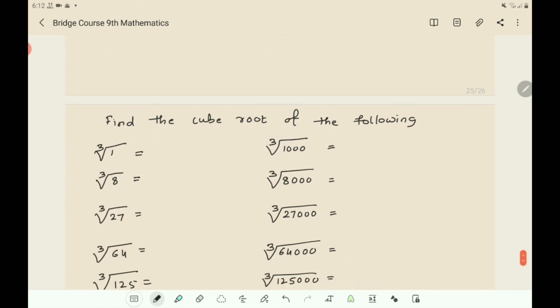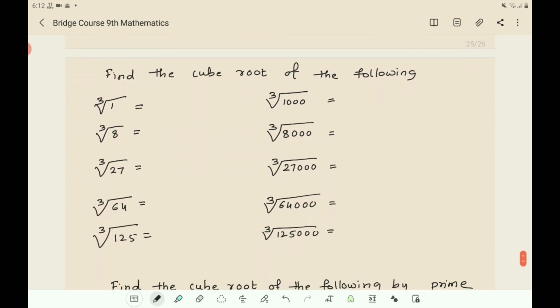Next one, find the cube root of the following. Write the cube root of 1. Cube root of 1 is 1, you know. Cube root of 8 is 2. Like this way. Then what is the cube root of 1000? Here cube root of 1000 is 10. Here 3 zeros are there, so in its cube root you must write only 1 zero. Here also 3 zeros are there. You must write only 1 zero. You know the cube root of 8. Here you are writing cube root of 8 is 2. Then it becomes 20. Like this way, write the answer here.